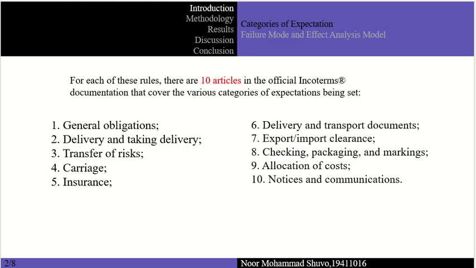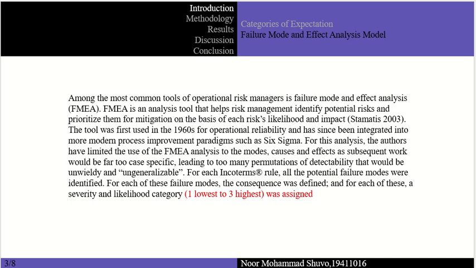Now, coming to the categories of expectation, there are 10 articles. One is general obligation, two delivery and taking of delivery, three is transfer of risk, four is carriage, five insurance, six delivery and transport documents, seven export or import clearance, eight checking, packaging, markings, nine allocation of cost, tenth is notices and communications. Now, before we move on, we need to understand what the failure mode and effect analysis model is.